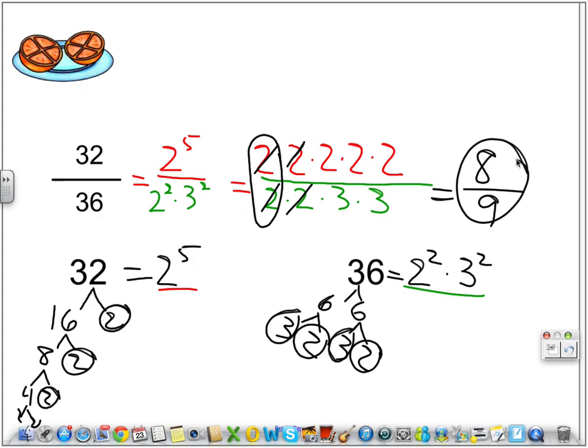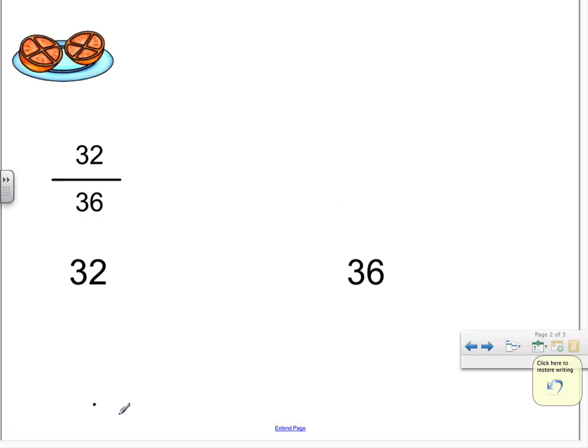Now, that's not necessarily the most efficient way to do this problem, but it's going to help you when we start looking at algebraic fractions, which involve variables. So now I'm going to move on to the next one, and we're going to employ the same strategy that I just did here.